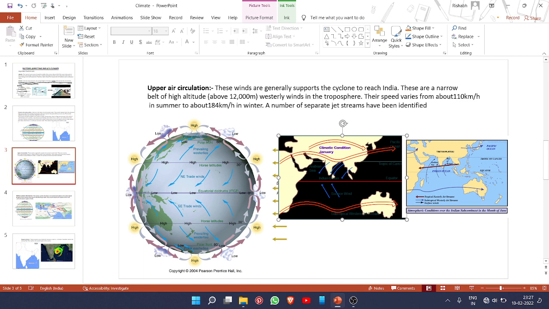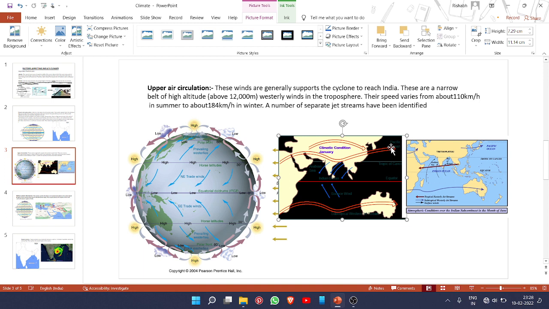This wind is shown in a narrow belt of the upper air circulation. On the earth surface, it is blowing in this direction. The direction of air is this. But if it is upper air circulation, then it will be shown as the narrow belt. ठीक है ना? As it is showing with the help of a red arrow.